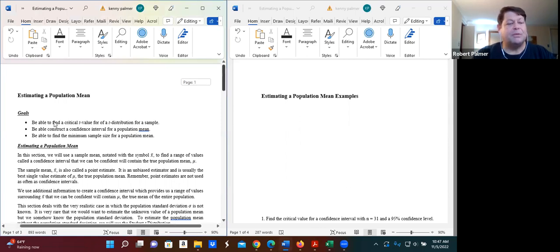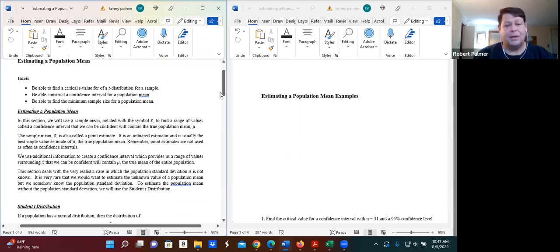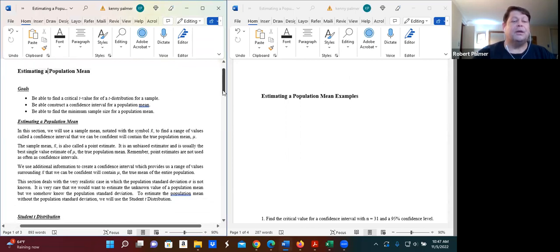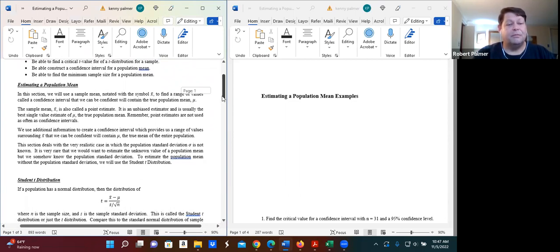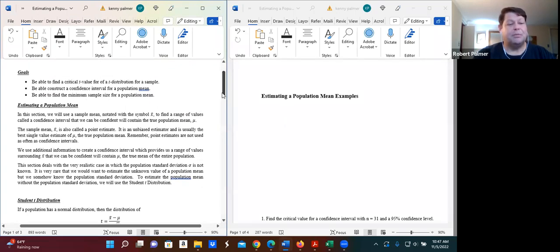For our goals, we'll be able to find what's called a critical t-value for a t-distribution for a sample. We'll explain what that means and how we use that. Then we'll be able to construct a confidence interval for a population mean, and also find the minimum sample size we need to help estimate a population mean.